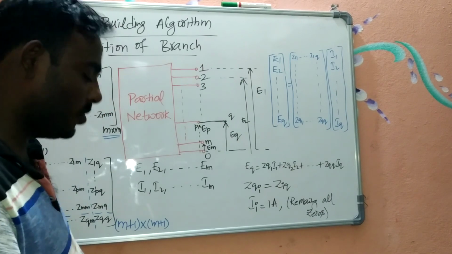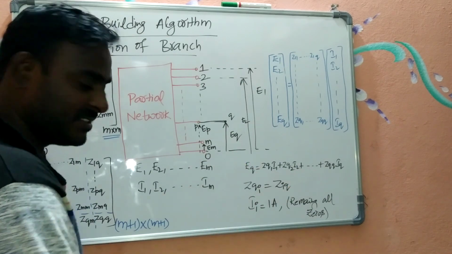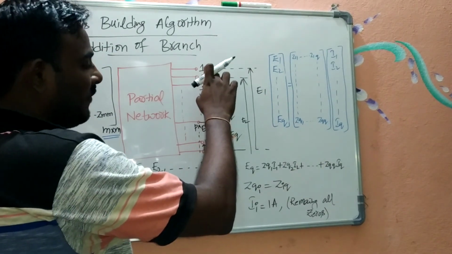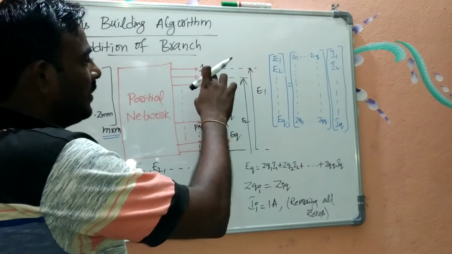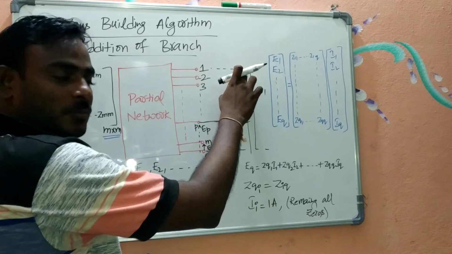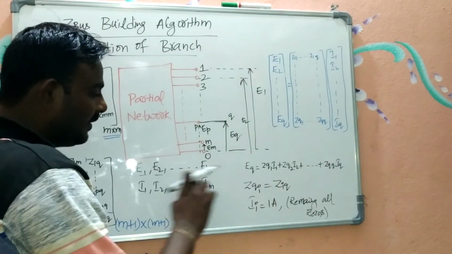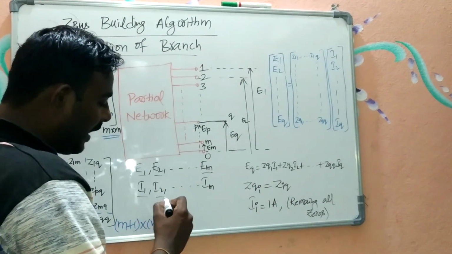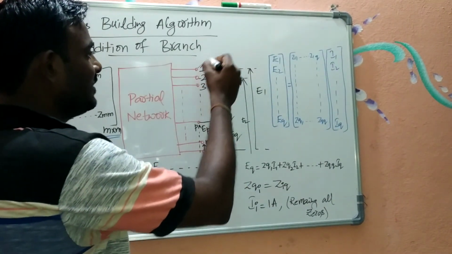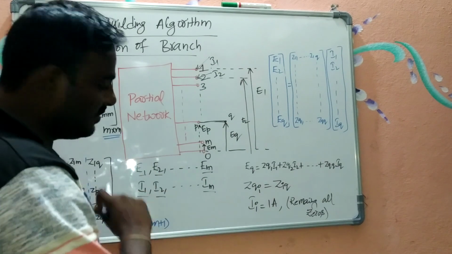In order to find the last row and last column values, we need to understand the voltages and currents and their relations. E1, E2 up to Em are the voltages of the buses except the reference, the voltages of the buses with respect to reference. E1 is the voltage of bus 1 with respect to reference, E2 the voltage of bus 2 with respect to reference, and so on. Here, I1, I2 are the injected currents to the buses. I1 is the current injected to the first bus. Similarly, I2 is the current injected at the second bus, and so on.